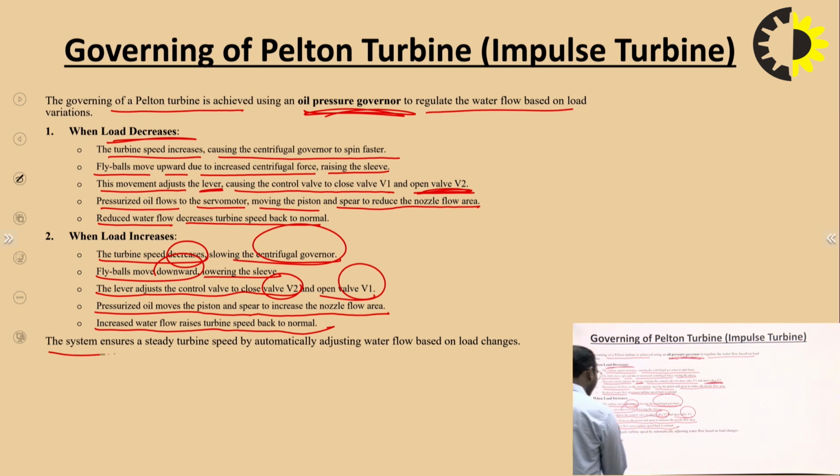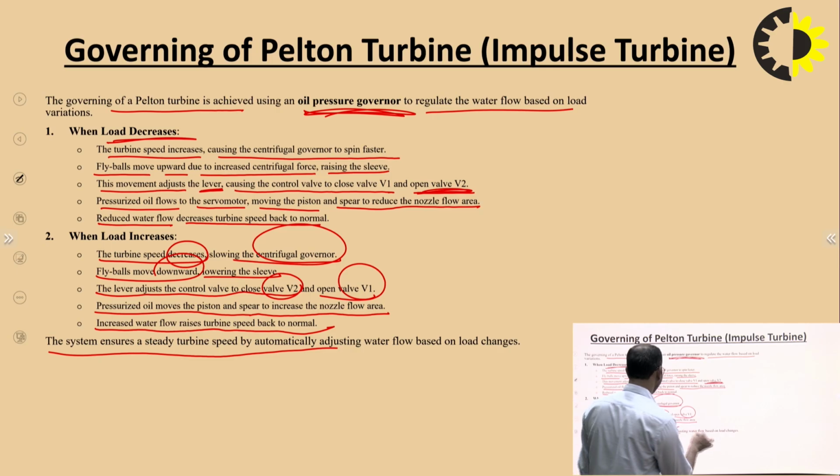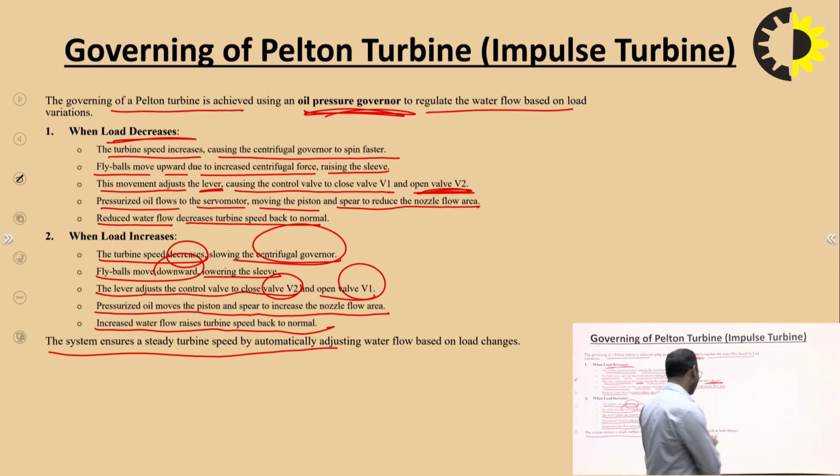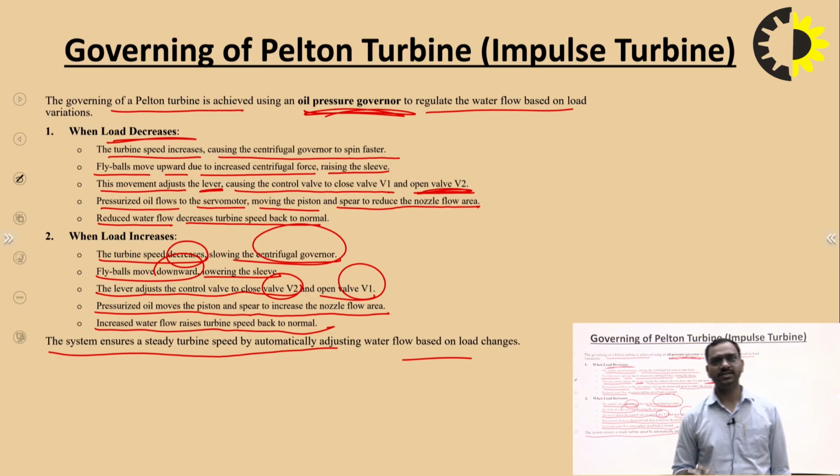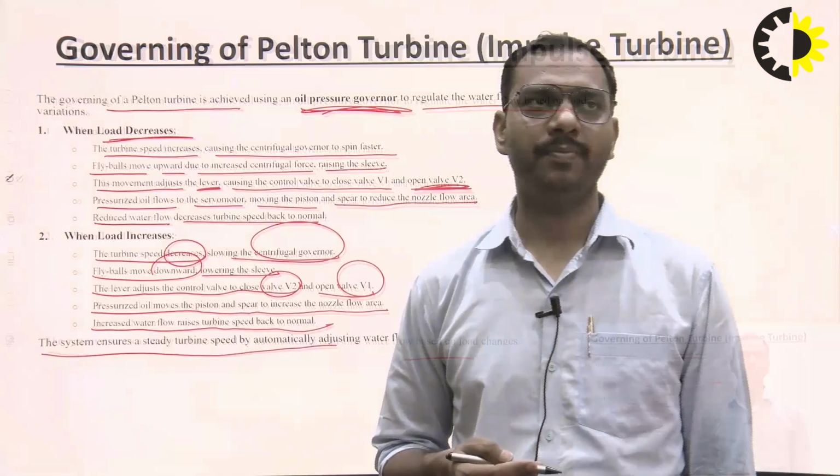And the system ensures a steady turbine speed by automatically adjusting water flow based on the load changes. So this is all about the oil pressure governor.